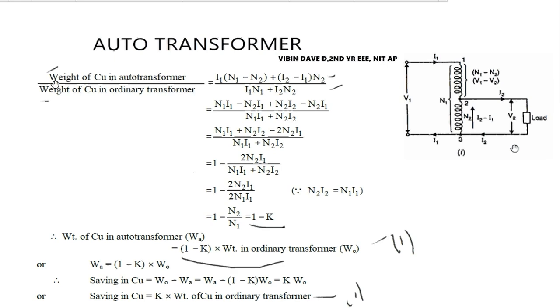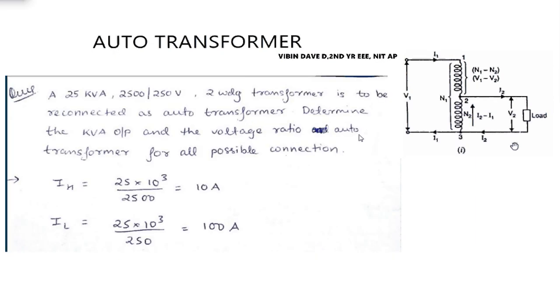In this session, we have derived two equations. These two equations will be handy for solving many numericals on the autotransformer, so don't forget them. We have already studied the advantages, disadvantages, the amount of copper saved, and all the basic concepts of the autotransformer. So we are going to the next session, which is the numericals. This question is not only a numerical. This is an example of how a two-winding transformer can be changed.